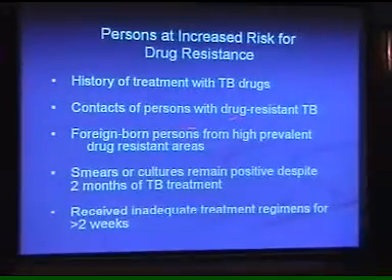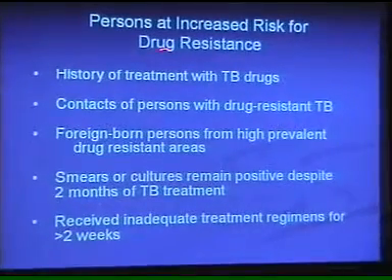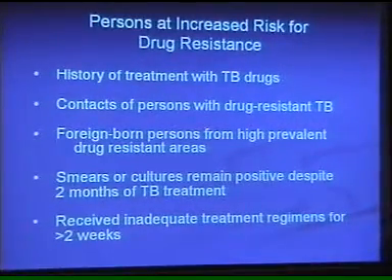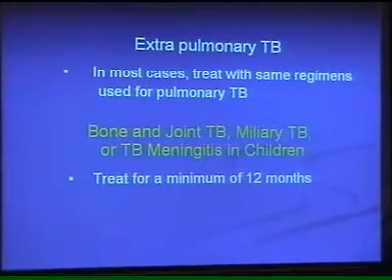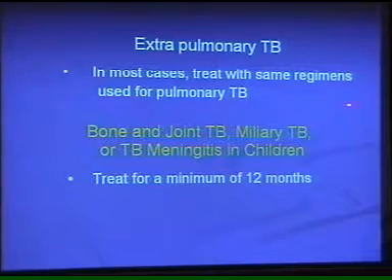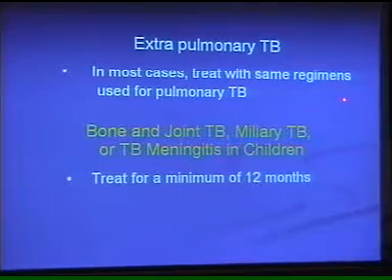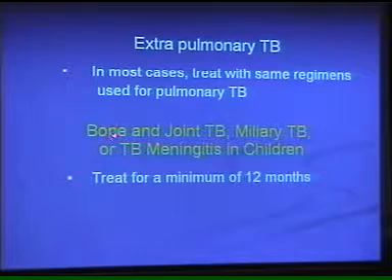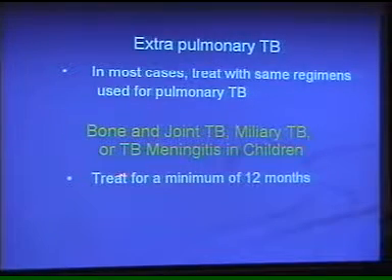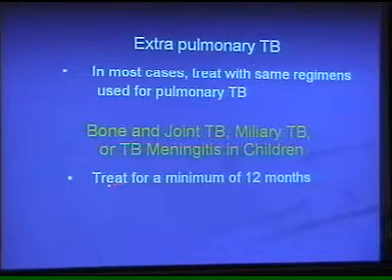Okay, these are the persons who are at high risk of drug resistance. So you should look for these signs and be very suspicious. Extrapulmonary TB: the treatment regimen is the same in extrapulmonary TB except in meningitis and miliary TB. Bone and joint TB, miliary TB, and TB meningitis in children you usually treat for a minimum of 12 months.